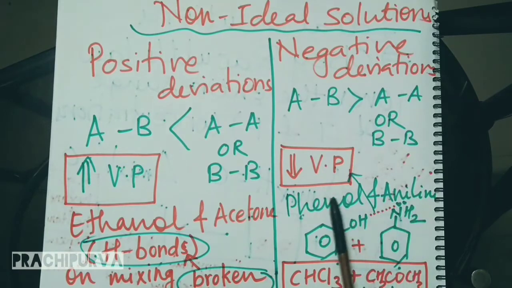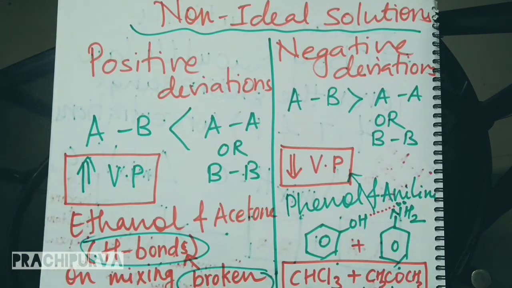But when I mix phenol and aniline, they form hydrogen bonds. How? The H of the OH group of phenol and the lone pair present on nitrogen together form a strong interaction. Because of this interaction, the vapor pressure decreases, because now phenol is not allowing aniline to go and form vapors, and aniline is not allowing phenol to go and form vapors. That's why fewer vapors are formed and vapor pressure will be less.